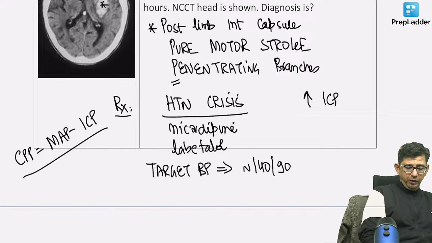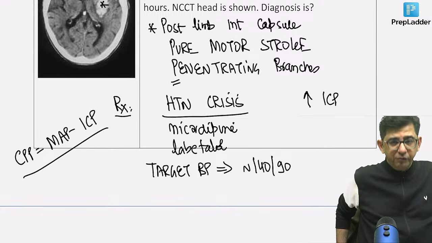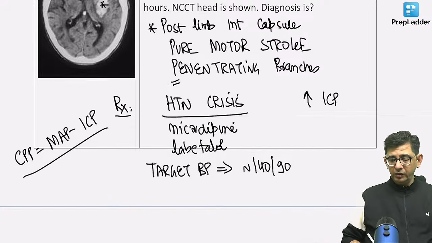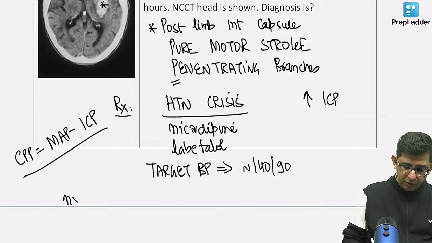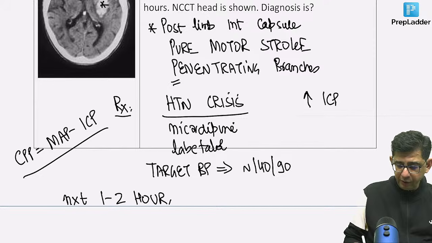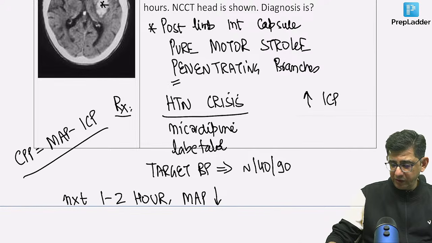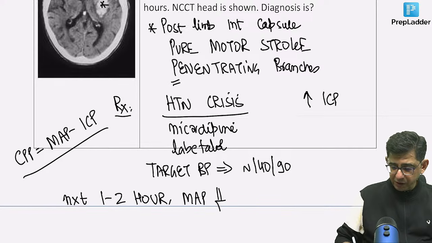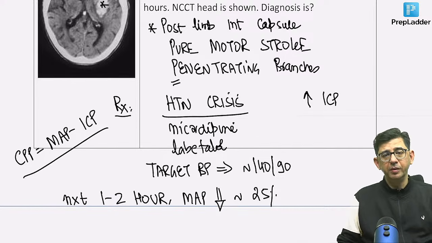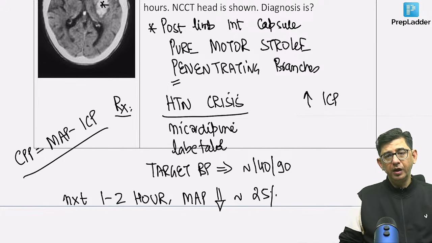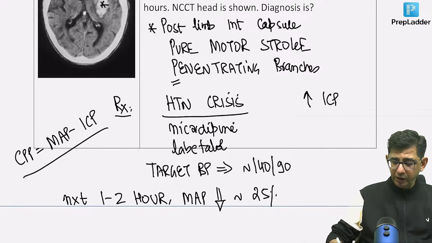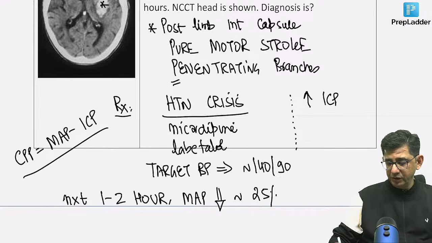So the target BP of this patient should be in the range of 140/90. And then I said कि कितना कम करेंगे in the next 1 to 2 hours में. The mean arterial pressure of this patient should be reduced by usually less than 25%, or approximately up to a range of 25%. And the target is to achieve 140/90 for hypertensive crisis to prevent the rebleeding in this guy.